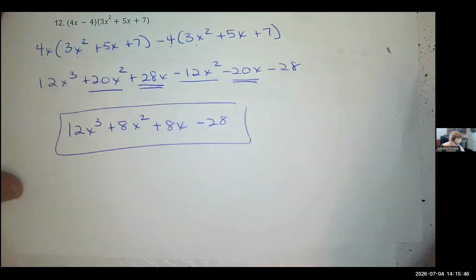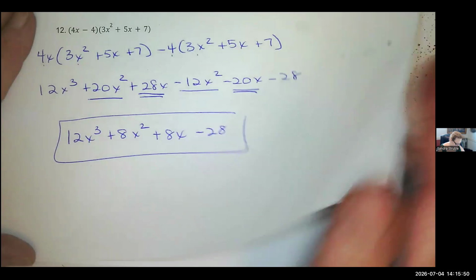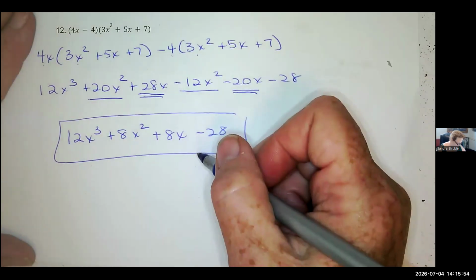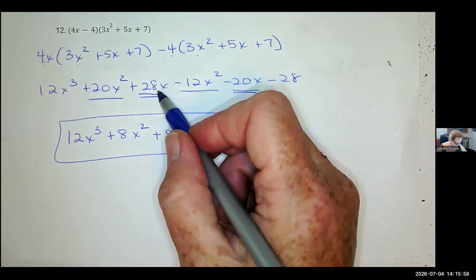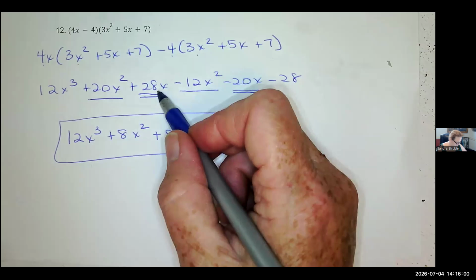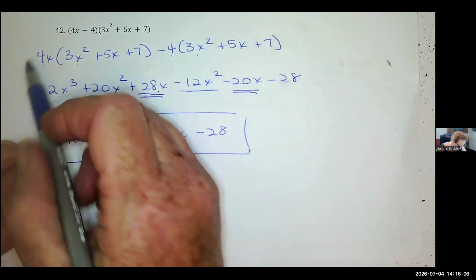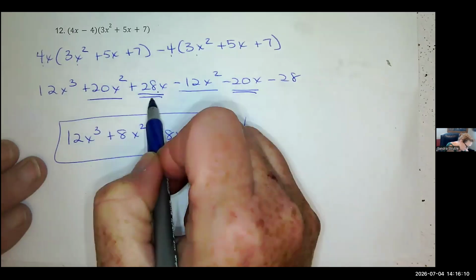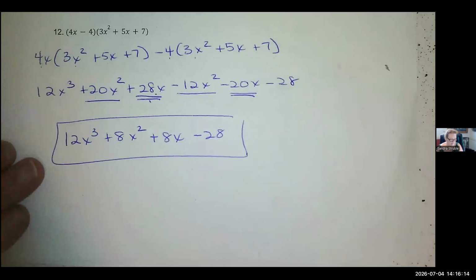Why do I have a different answer? What did I do wrong here? Oh, 7x. Oh, okay. I think that's right, though. Let's double check myself. 12, 20, 28. That's where I got it wrong on mine. Okay. Let's get it right this time.